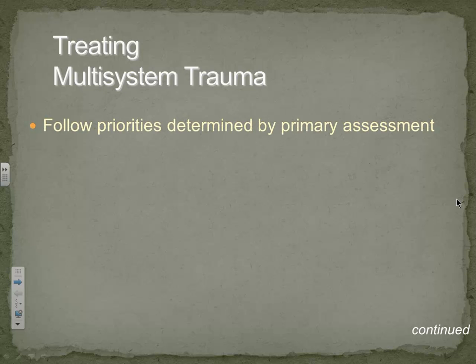Multisystem trauma. You're going to have to follow the priorities of your primary assessment. And they are what? A, B, C. That's right. What are those parts? What are the first three parts of your primary assessment? Life-threatening injuries. Mental status.